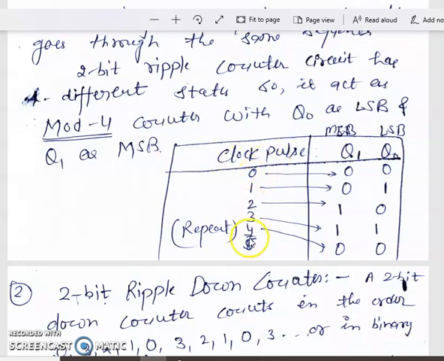Here is the number of clock pulses counted by this counter. It counts 4 pulses, 0 1 2 3, and after that it repeats itself on the fifth clock pulse, that is Q0, Q1, LSB and MSB. 0 0, 0 1, 1 0 and 1 1, and again it repeats.